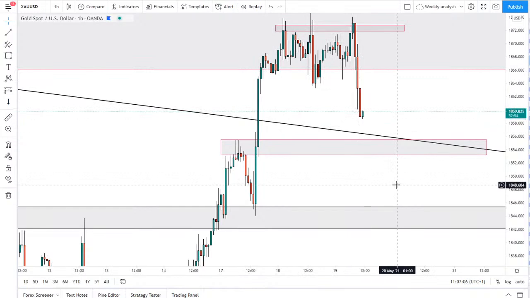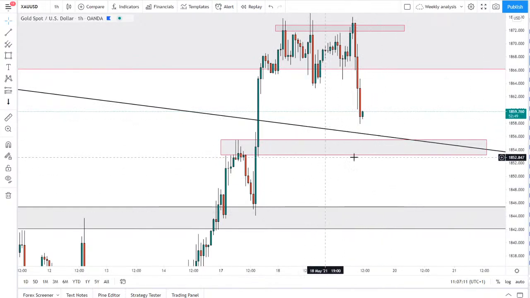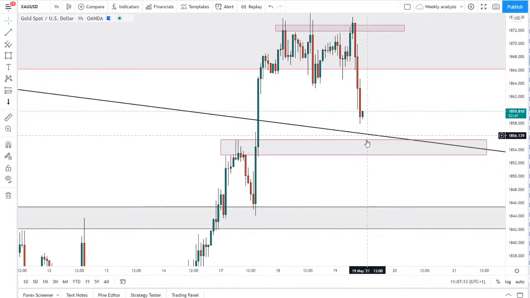So yeah, I think gold has a little bit more room to the downside, at least to test the trend line there, or maybe 1854, that prior resistance. If it breaks through that, then 1844 I think it could come and test before maybe having that bigger push to the upside.